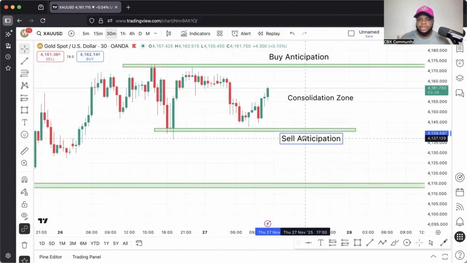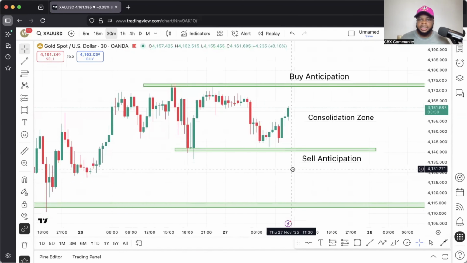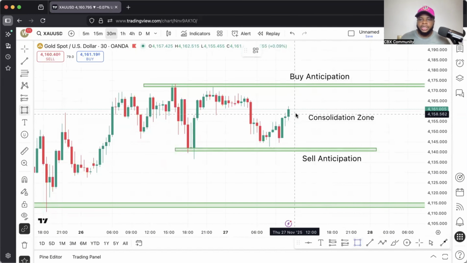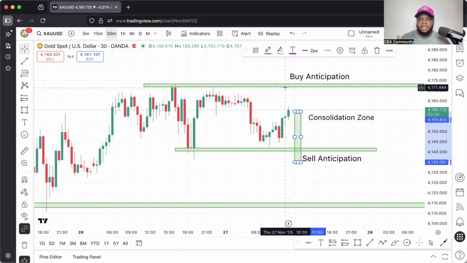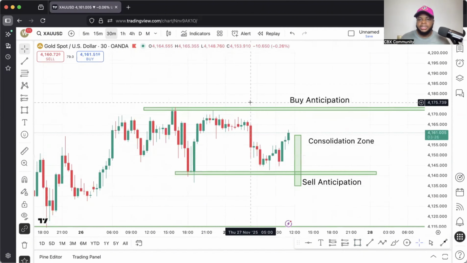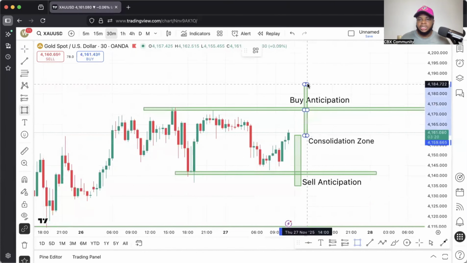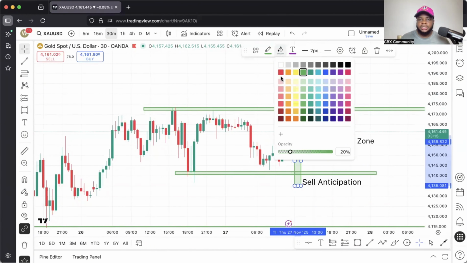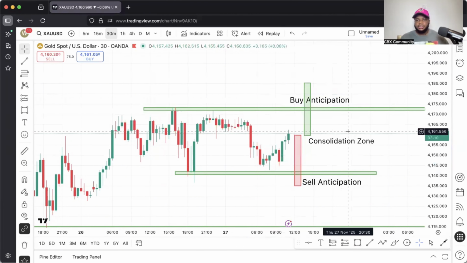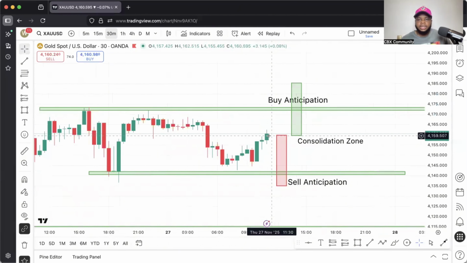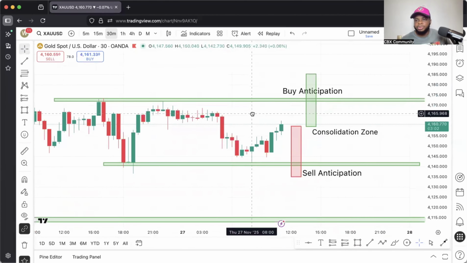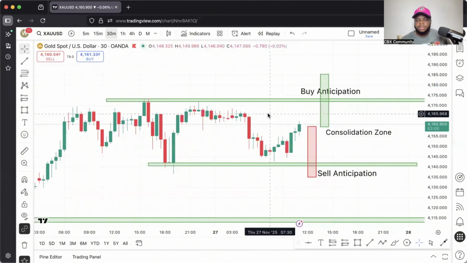So our sell anticipation will be here, since we are anticipating a bearish candle to break this support zone over here. We are anticipating a bearish candle to break this support zone, and we're also anticipating a bullish candle to break this resistance zone over here. So let's change this color to red. Since this candle is left with 3 minutes before it closes, we don't need to do anything. We just need to be patient.